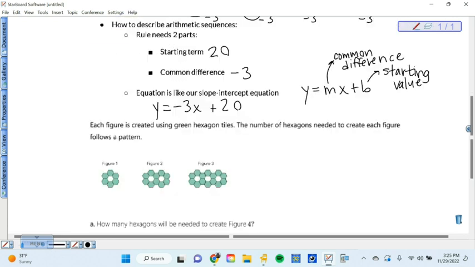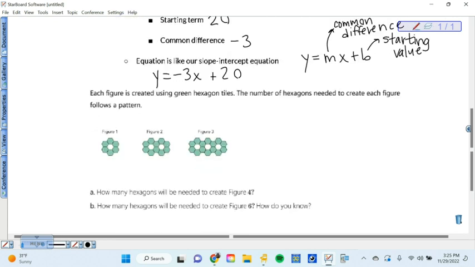Okay, and then we got one more example. This was from your quiz, quiz 5. Something I saw a lot of people trip up on was, it says here, we're just looking at green hexagon tiles. So these white spaces here are not tiles. Those are just spaces. So you're only counting the shaded ones. It shows us figure 1, 2, and 3, and then it asks us about figure 4 and about figure 6, right? So let's start by looking at figure 1. How many tiles are in figure 1? 6.